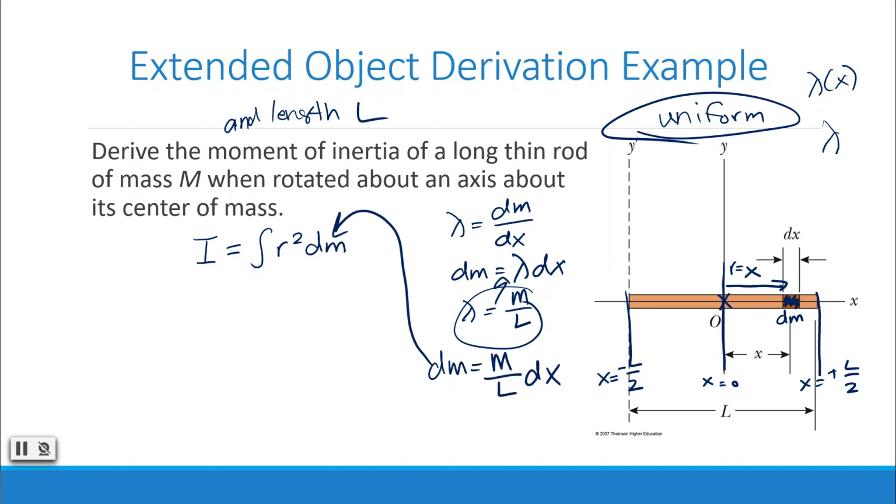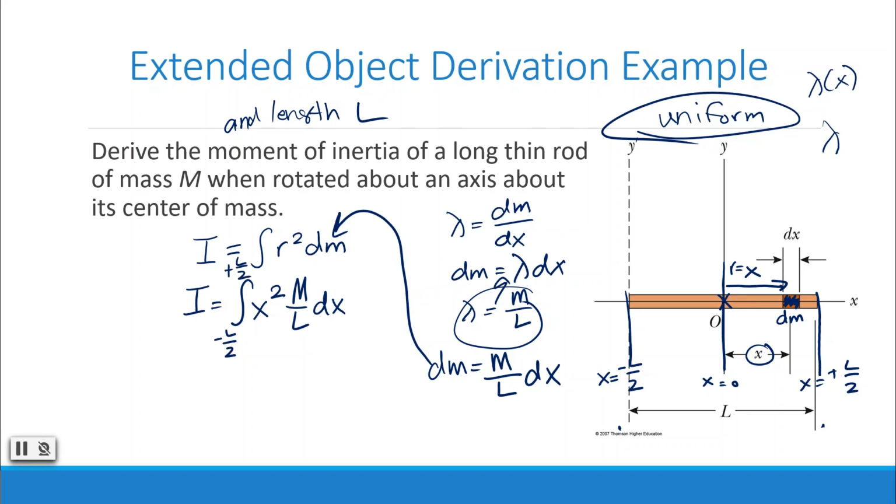And I'm going to do that change of variables because I want to integrate in x from the left end of the rod to the right end of the rod. So I need to get my differential there in terms of x. So I is going to be the integral. Now I'm defining r as an x value, so I'm going to do that x squared. And then dm is m over L dx. And I'm going to integrate from the left side, negative L over 2, to the right side, positive L over 2.